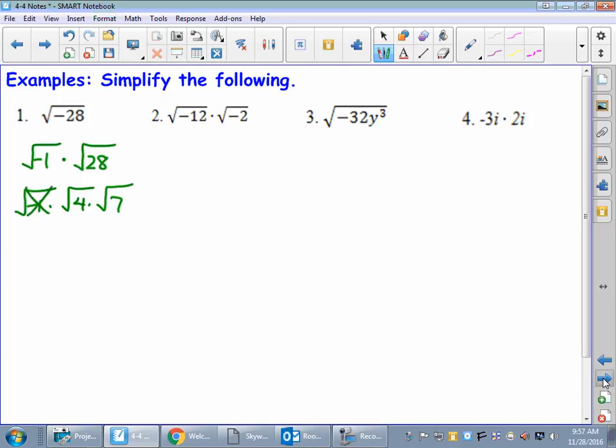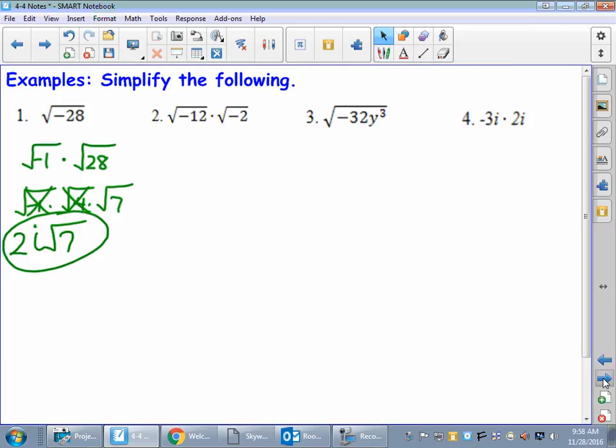So the square root of -1 is going to turn into an i. The square root of 4 is perfect, it is 2. And then the square root of 7. So I just put the 2 out in front of the i. That's just the proper way. Just like we do with variables, we put the number out in front of the variables. We do the same thing with i.